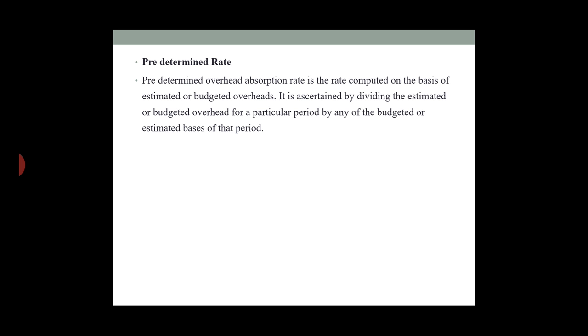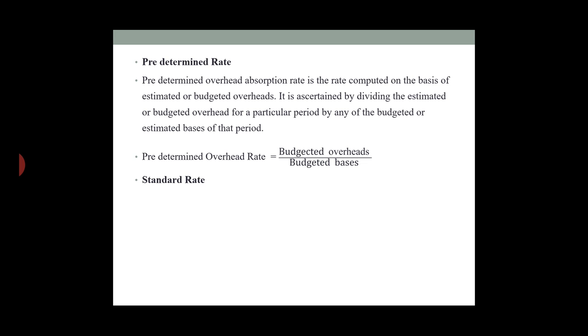Then predetermined rate. Predetermined overhead absorption rate is the rate computed on the basis of estimated or budgeted overhead. It is ascertained by dividing the estimated or budgeted overhead for a particular period by any of the budgeted or estimated basis for that period. Predetermined overhead rate is equal to budgeted overhead divided by budgeted basis.